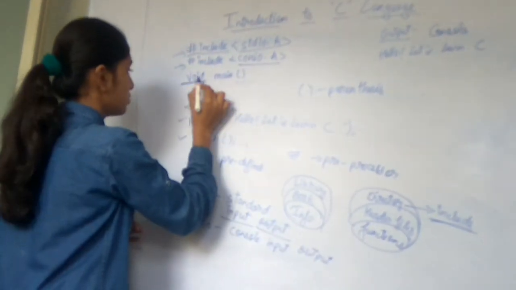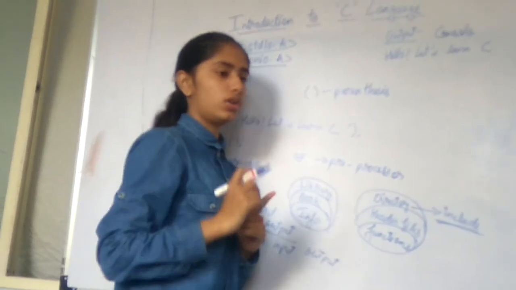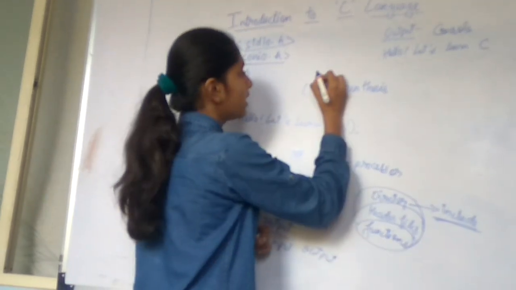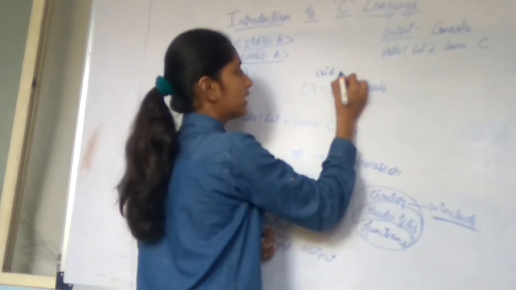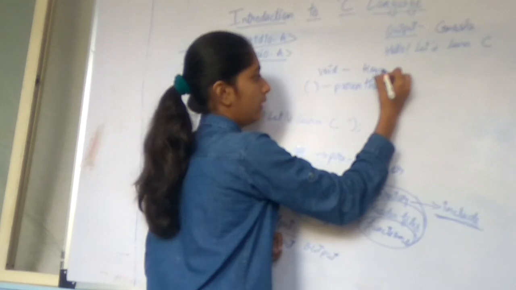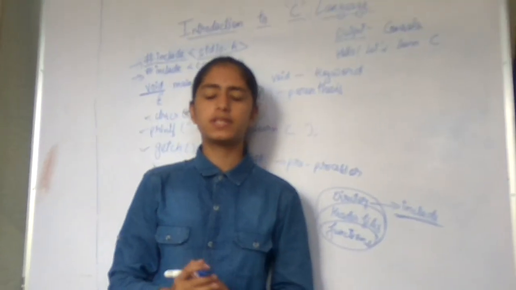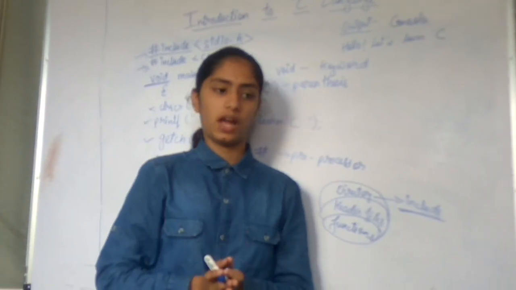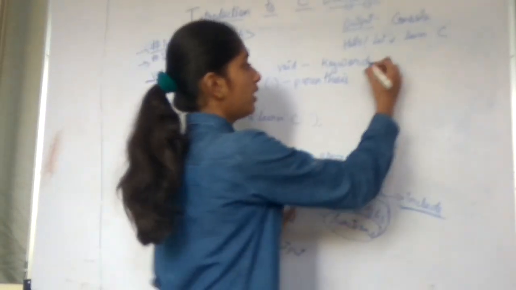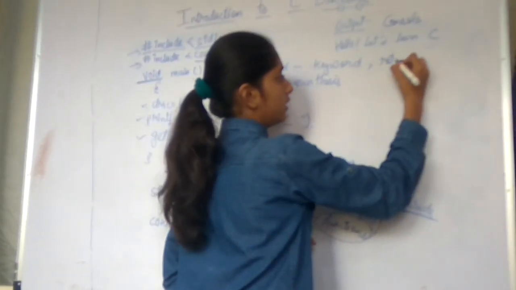Now coming to this void. When you write this void in your Turbo C software, it will change to white color. That is because it is a keyword. Keywords are some reserved words which have some special meaning in any language. So void is a keyword as well as a return type.